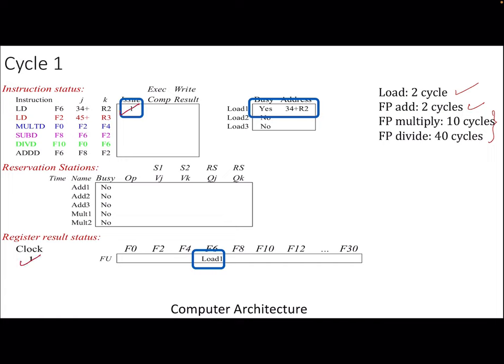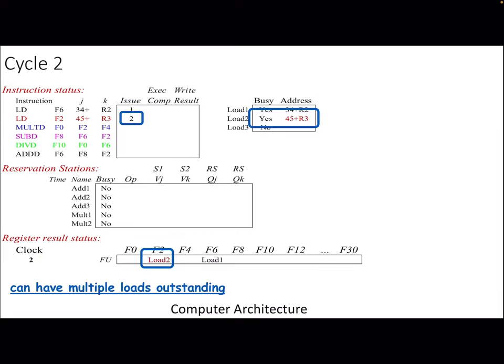It is issued. It's a load instruction. So now this is our load buffer, which is busy. It has sent the address to the memory hierarchy. It will go through the caches, memory, and finally it will get the data. The data will be updated into F6. That means now F6 is dependent on load 1.